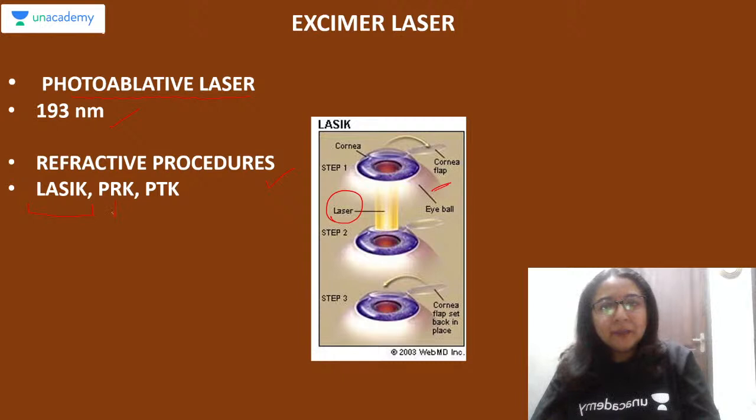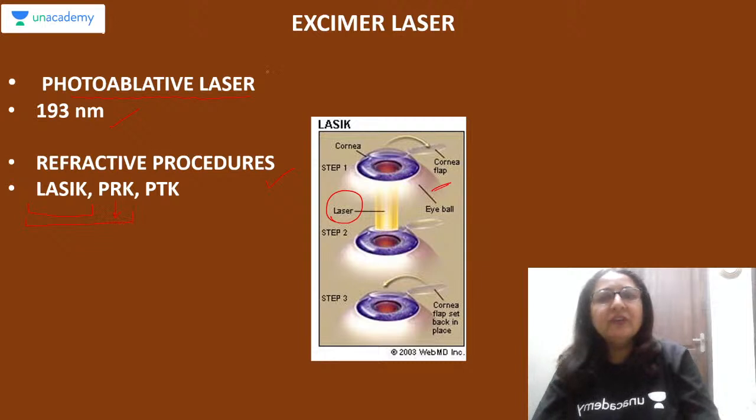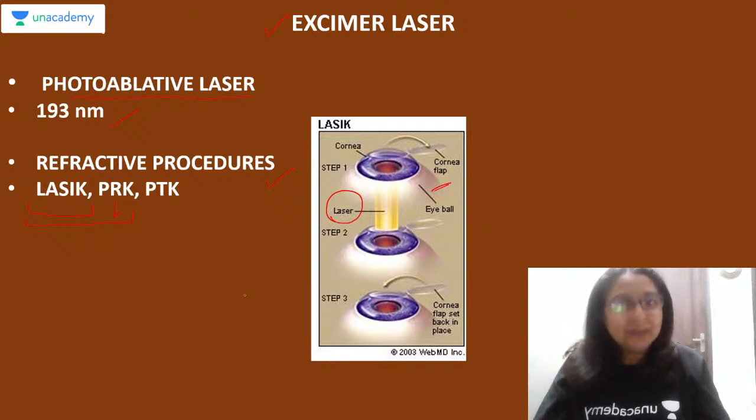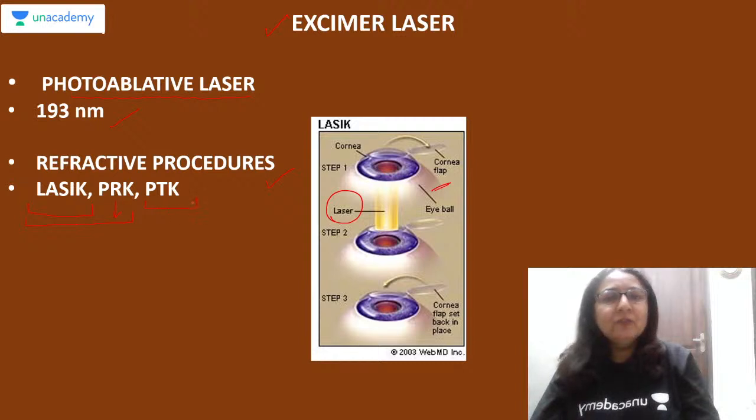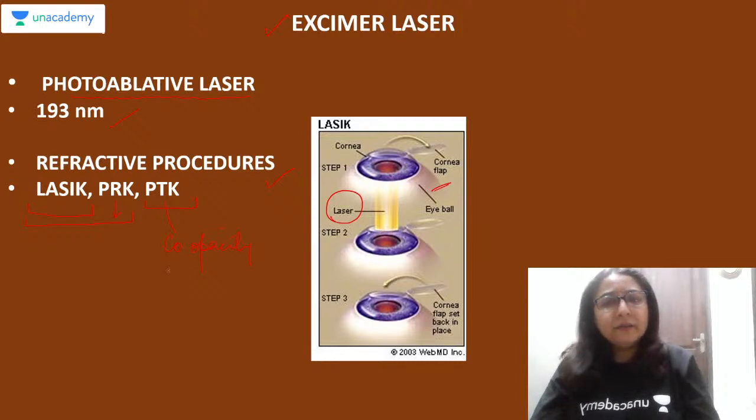When the corneal ablation is done without the formation of a corneal flap, then the procedure is called photorefractive keratectomy or PRK. Both of these are refractive procedures in which the Excimer laser is used. The third case in which we use the Excimer laser is PTK. What does the T stand for here? Here the indication is therapeutic. So it is phototherapeutic keratectomy, which is done in cases of superficial corneal opacity or superficial corneal degeneration.